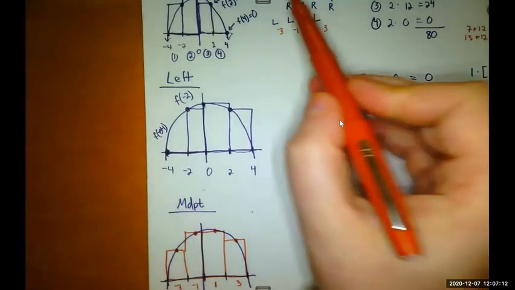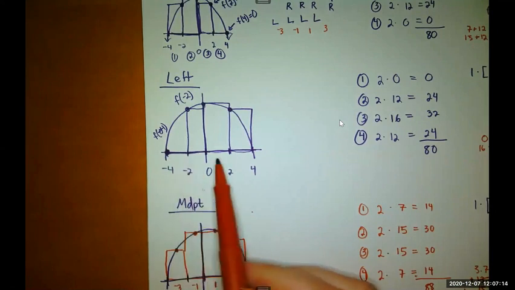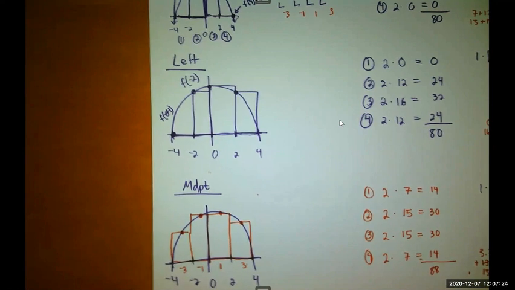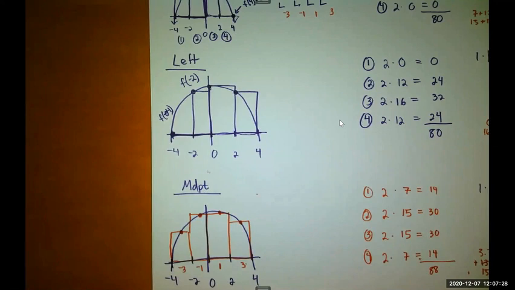Then if we do left, we choose negative 4, negative 2, 0, and 2. And if we do midpoint, we have to calculate the midpoint between each of the values: negative 4, negative 2; negative 2, 0; 0, 2; and 2, 4. All of those go into the function because all of the rectangles go from the x-axis up to some point on the function. So that's where all these values came from.